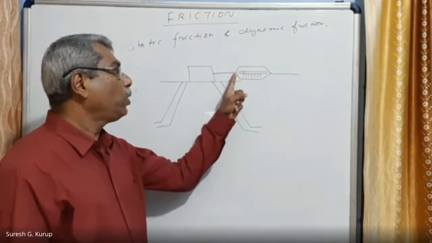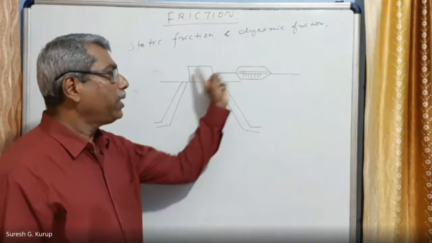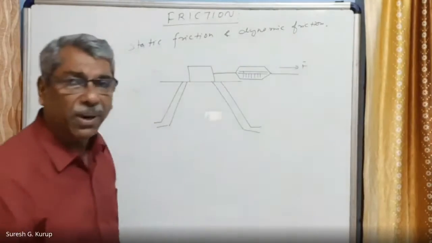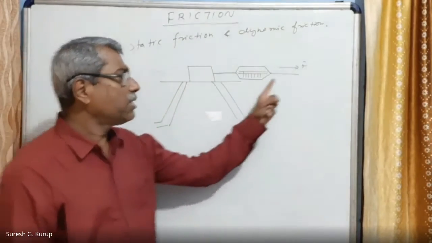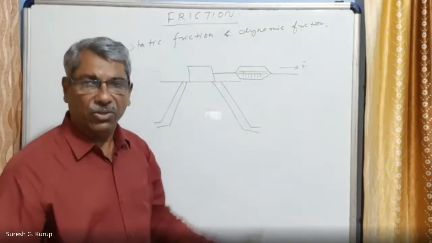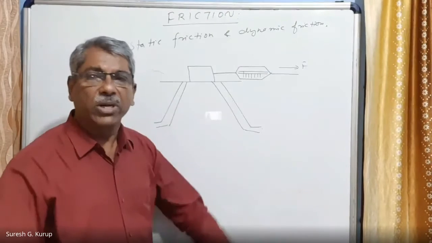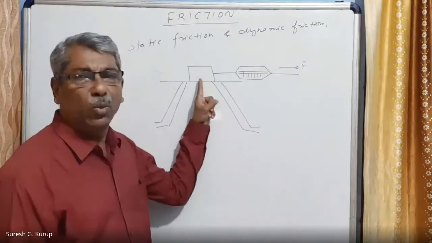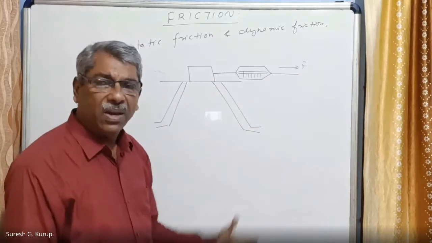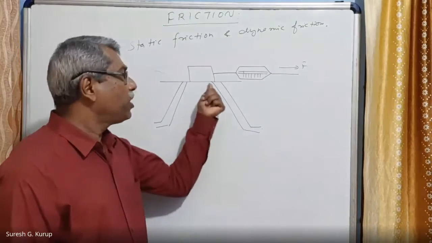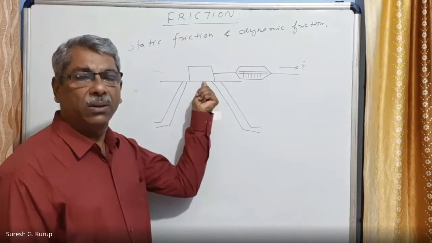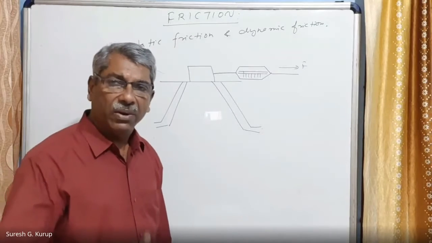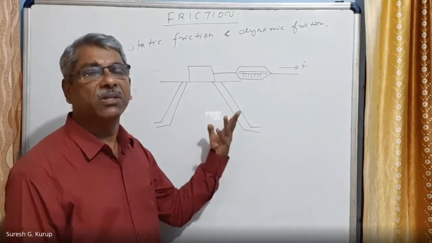One hook of the spring balance is connected to the body, and at the other end you are pulling it along this direction. This is the pulling force applied, right? And you can see that from time to time the pulling force is increased. Gradually, little by little, the pulling force is increased. The body is not moving at all, right? When we increase the pulling force, the frictional force acting between the top of the table and the surface of the body is also going to increase. Whenever you increase the pulling force, the frictional force is also increasing.